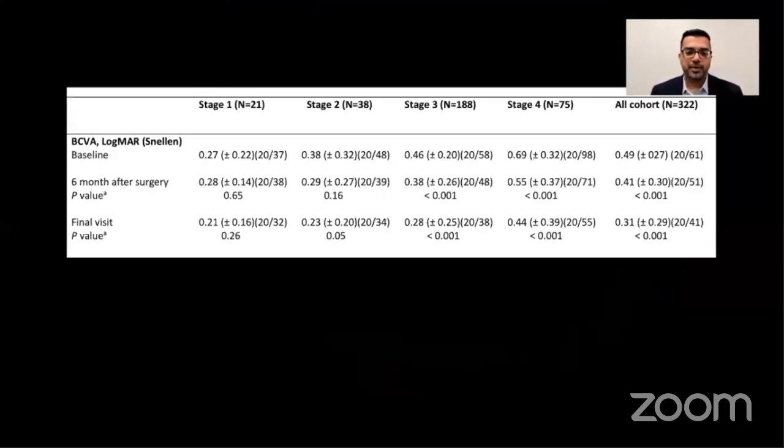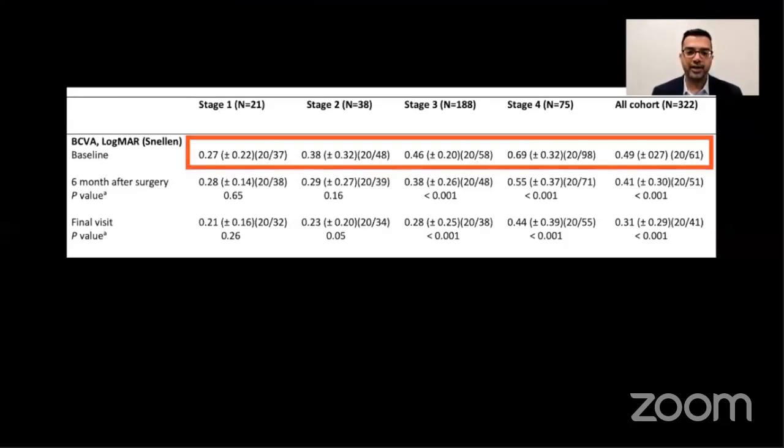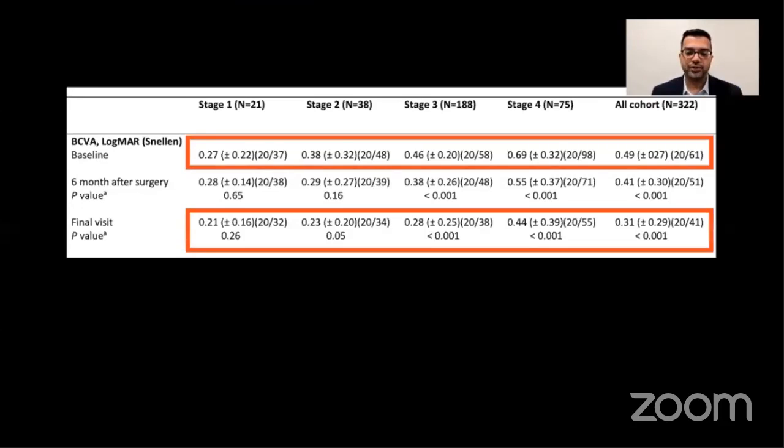So we looked at outcomes based upon the ERM stage as well as the overall cohort. Preoperatively, we found that higher ERM stages were associated with worse visual acuity. The overall visual acuity at baseline was 20/60, which improved in a statistically significant fashion to 20/40 at final follow-up.